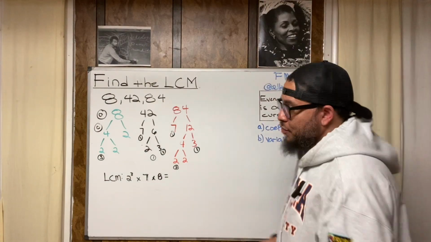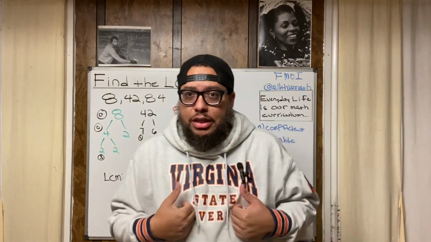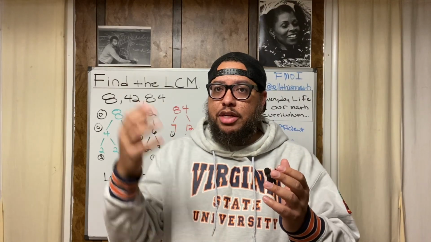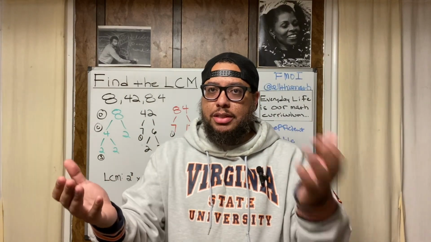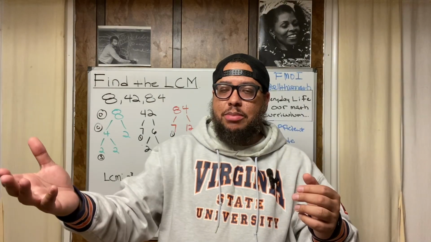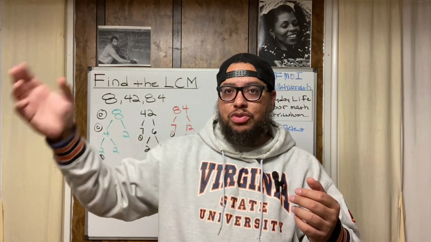Oh, that's a good one. 56 times 8. Let's see if I can do this with mental math. Check me out, right? Watch me work. 56, I'm going to break it down into 50 and 6. I'm going to do 50 times 8, then I'm going to do 6 times 8. 50 times 8 is just 5 times 8 with an extra 0.